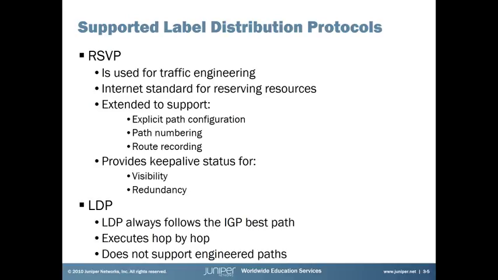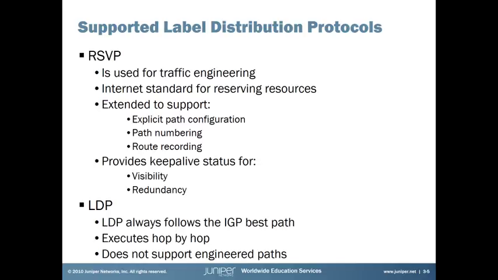Okay, so RSVP, I guess this is the major difference between the two. RSVP is used for traffic engineering, LDP is not. So one of the great things we can do with RSVP is we can say to our protocol, I want you to create me a label switch path that goes from here to here to here to here. We can specify the path that is taken through the network with RSVP. We can't do that with LDP. LDP always follows the IGP best path.